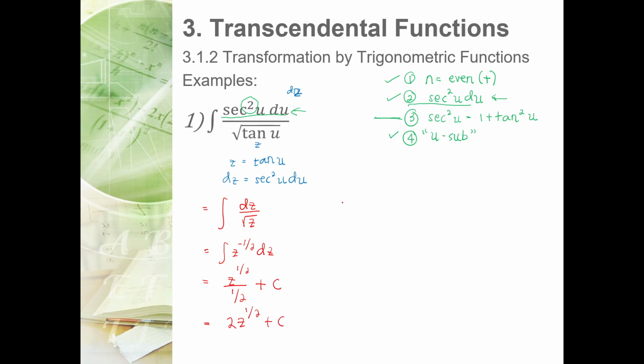So bringing back the value of your z parameter, so the answer is 2 tangent u to the power of 1/2 plus c. Or you can bring back the radical expression 2 square root of tangent u plus c. Okay, so mao na siya. Okay, so any questions?